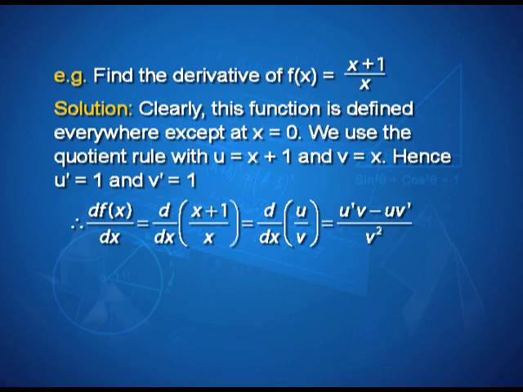Therefore, d/dx of f(x) is equal to d/dx of (x + 1)/x, that is equal to d/dx of u/v, which can be written as (u'v - uv')/v², that gives (1·x - (x + 1)·1)/x², which gives us -1/x².